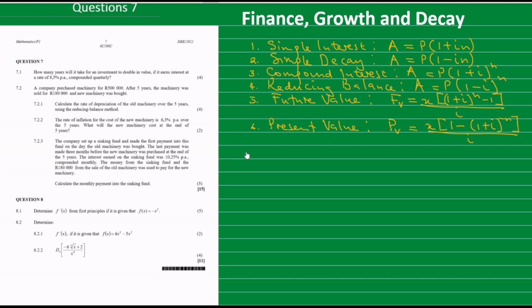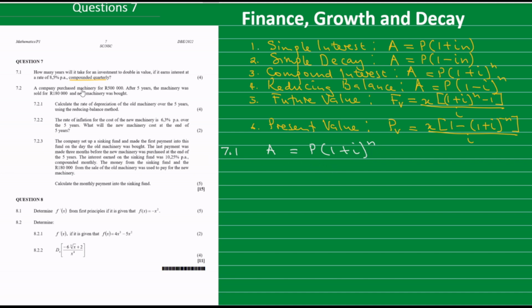7.1, it is stated as follows: how many years will it take for an investment to double in value if it earns interest at a rate of 8.5% per annum compounded quarterly? So compounded quarterly, it means that we are going to use compound interest. So the compound interest formula is A equals P into 1 plus i to the power n.